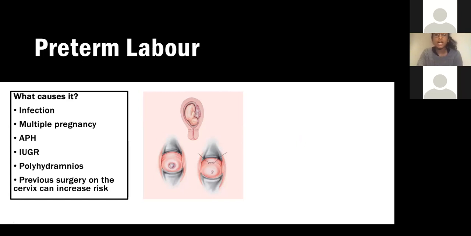And a rescue cerclage is put in if someone comes in with a dilated cervix and they've got exposed membranes that haven't ruptured yet. So if they're unruptured, then you can put this stitch in as a rescue procedure anywhere up until 27 weeks. And again, you can put in a prophylactic cerclage as well. And what they do is they measure the cervical length by doing a TVUS scan.